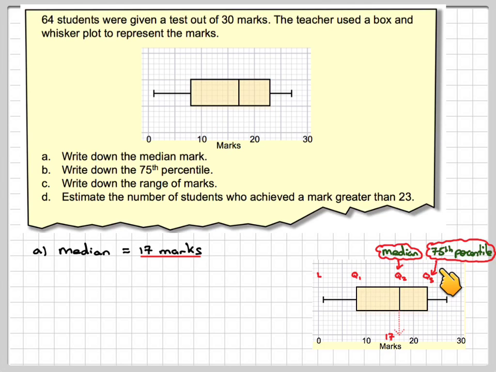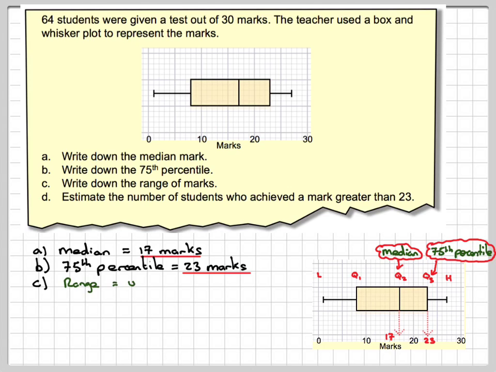The 75th percentile, which is part B, is the upper quartile, Q3. So if we read down here, we're going to get 23 marks. So the 75th percentile is 23 marks.